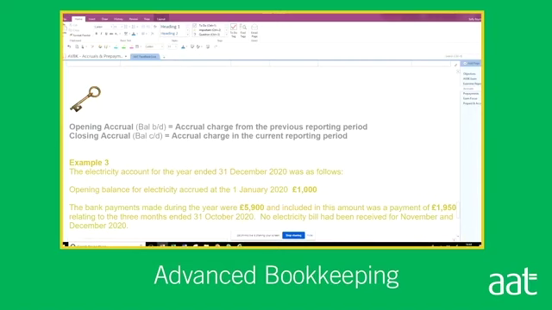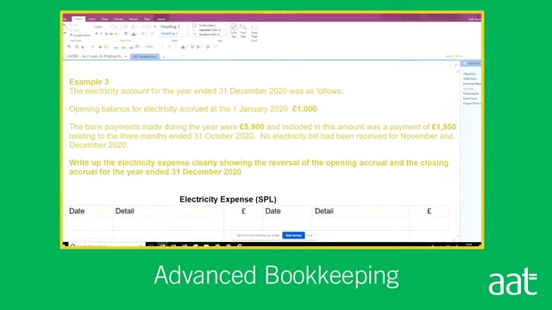So let's have a look at example 3 then. And this ties everything together in terms of our expenditure and accruals. So, electricity account for the year ending 31st December 2020 was as follows. The opening balance for electricity accrued at the 1st of January 2020 was 1,000, continuing on maybe from the last example. The bank payment there, however, has changed. So the bank payment made during the year was 5,900, and included in this amount was a payment of 1,950 that related to 3 months that ended at the 31st of October.